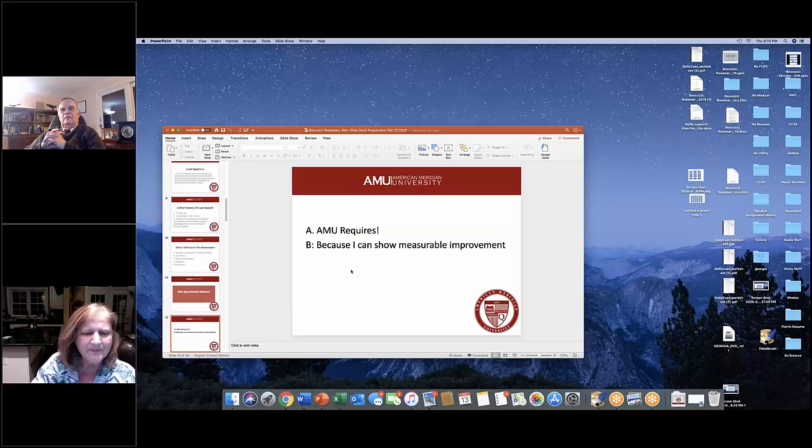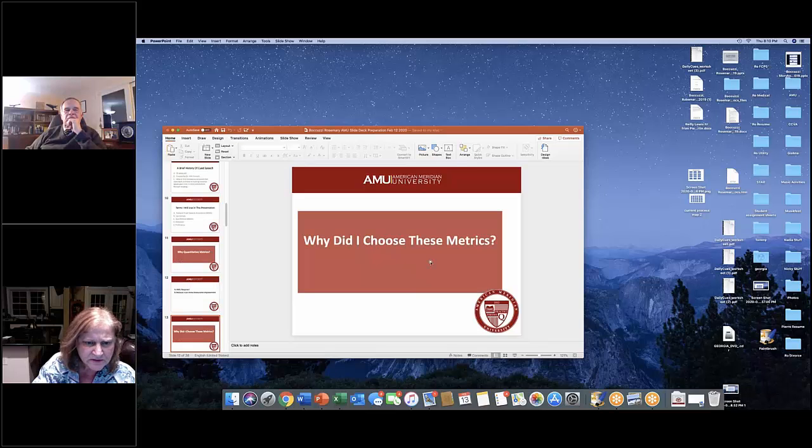Why quantitative metrics? AMU requires it. I'm blaming it on AMU. Because I can show measurable improvement from the current state to the future state of my process map. I'll be able to demonstrate that.